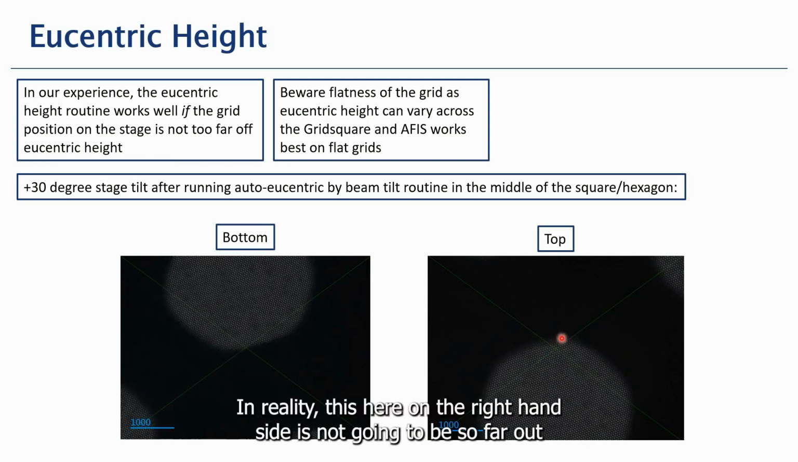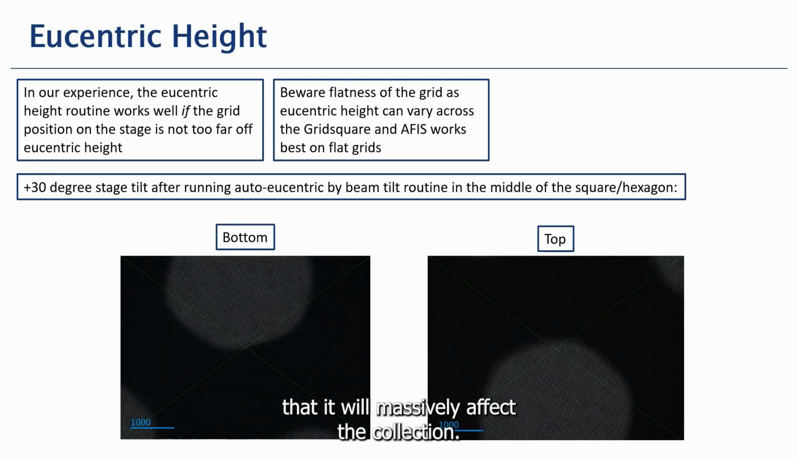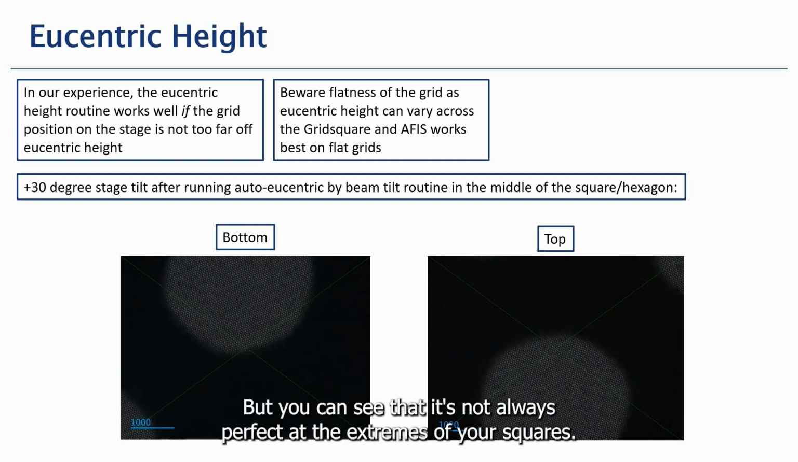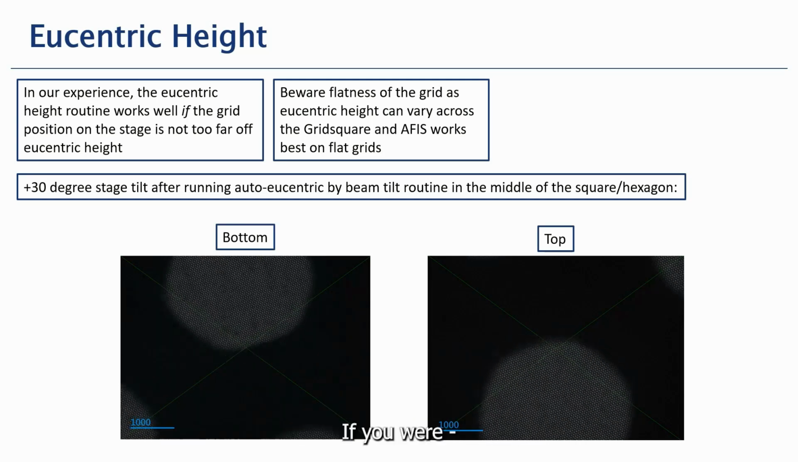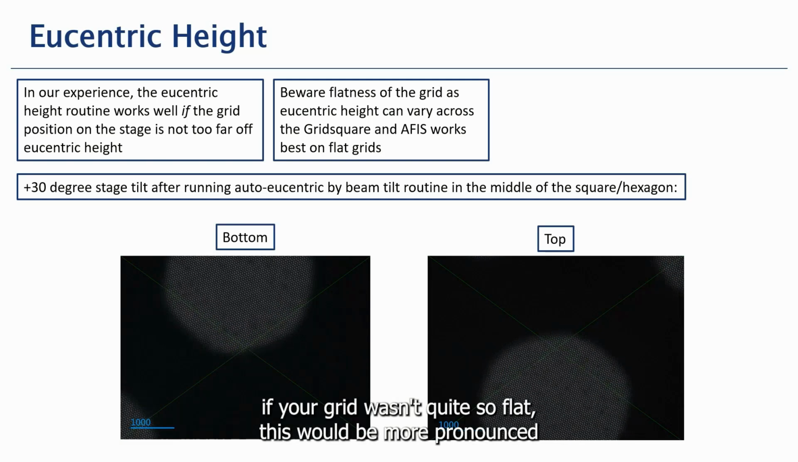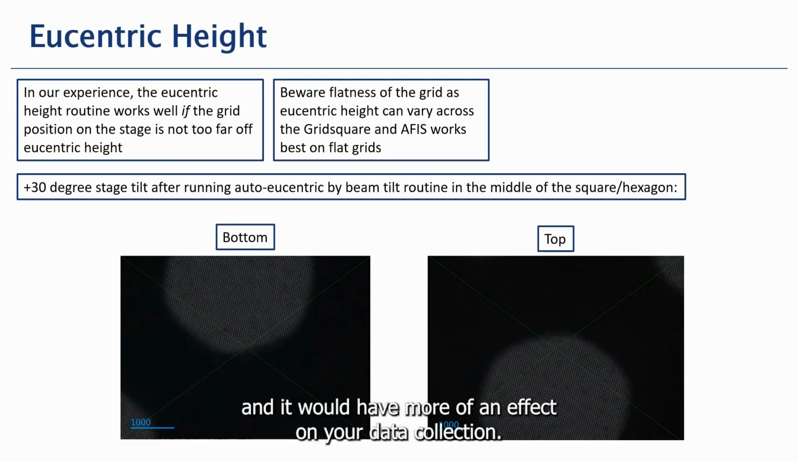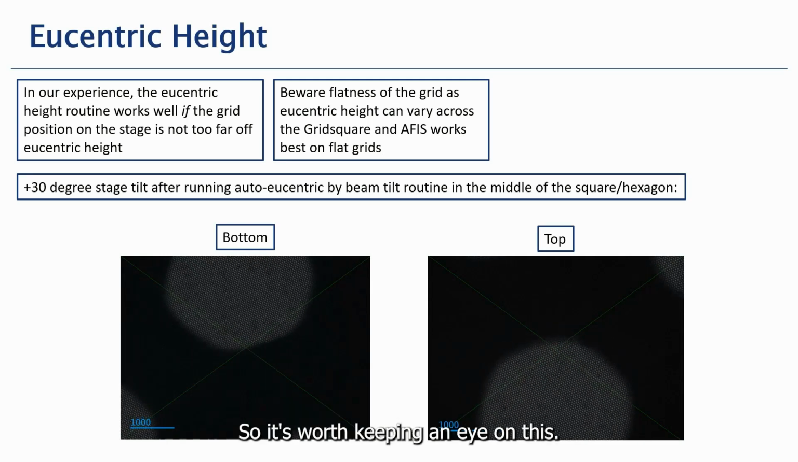In reality, this on the right hand side is not going to be so far out that it will massively affect the collection. But you can see that it's not always perfect at the extremes of your square. If your grid wasn't quite so flat, this would be more pronounced and it would have more of an effect on your data collection. So it's worth keeping an eye on this.